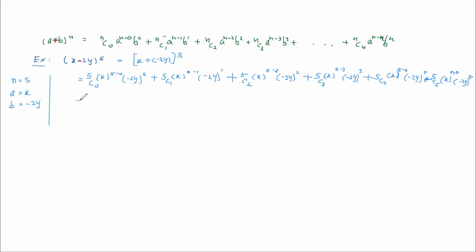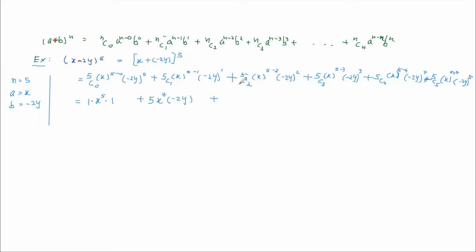Okay, now we start to expand. 5C0 is 1. Then this one becomes x power 5. Any base power 0 is always 1, so negative 2y power 0, 1 equals 1. Plus this term now. 5C1 is 5. x becomes 5 minus 1, power 4. And then this one, minus 2y power 1, is still the same.